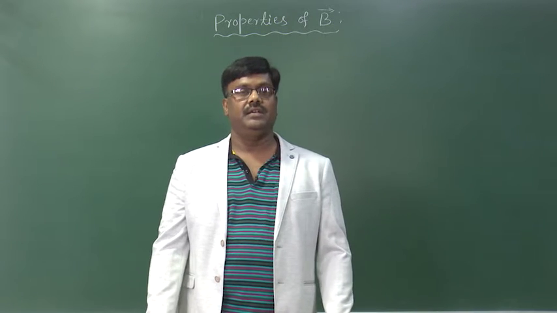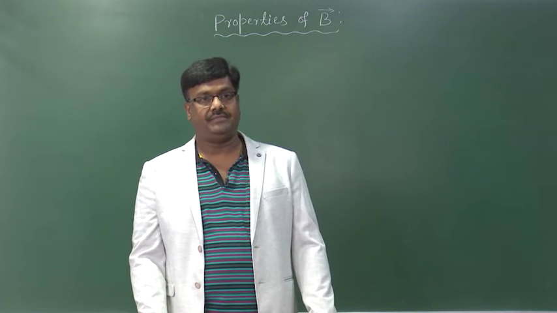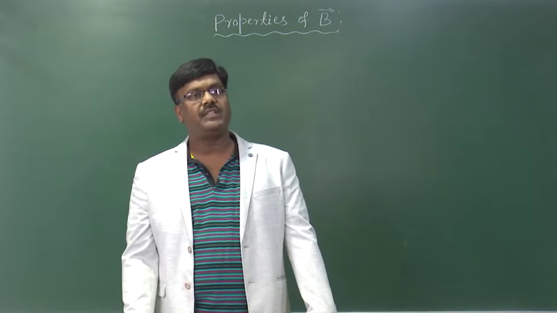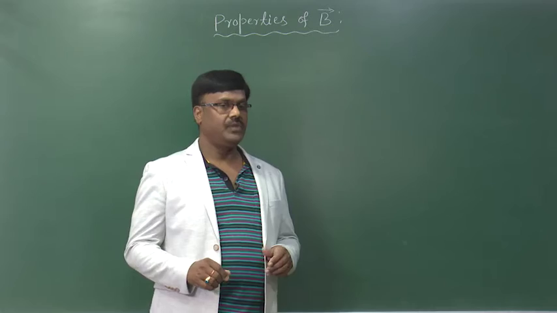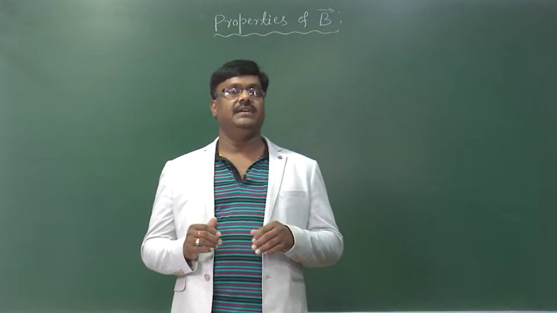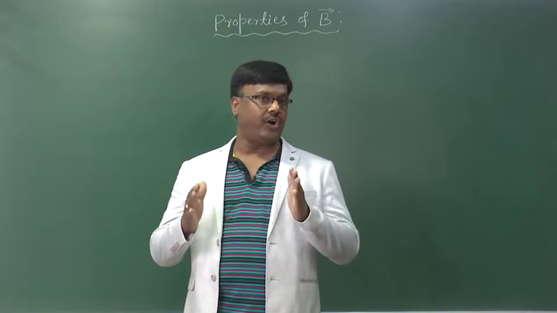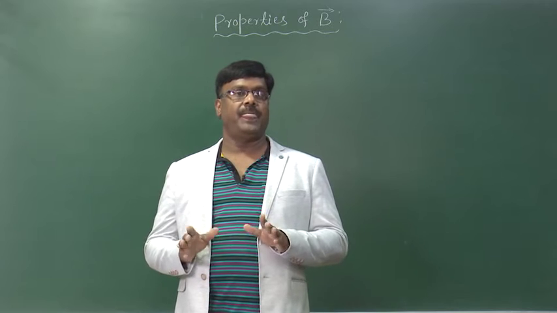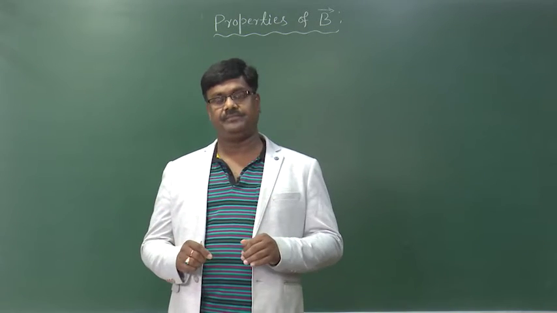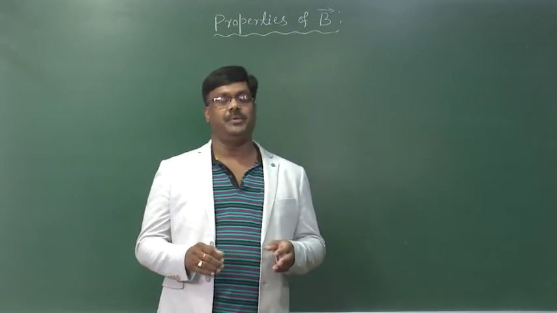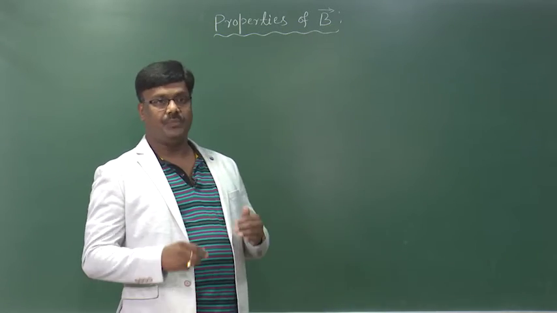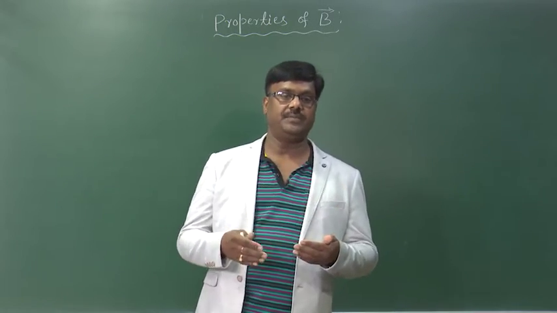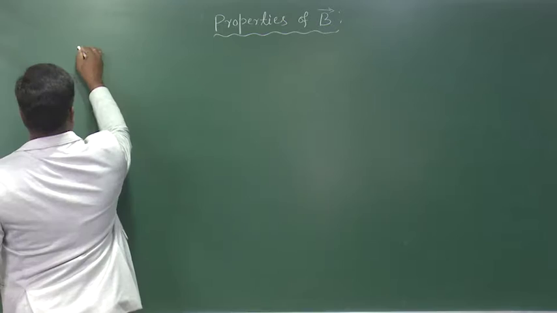Our today's topic is properties of B vector, that is magnetic field strength vector. There are two significant properties of B vector. One is its divergence and the second one is its curl. That means the first property is divergence of B, which is grad dot B, and the second property is the curl of B, that is grad cross B. So, let us derive the expressions for the divergence of B and the curl of B.